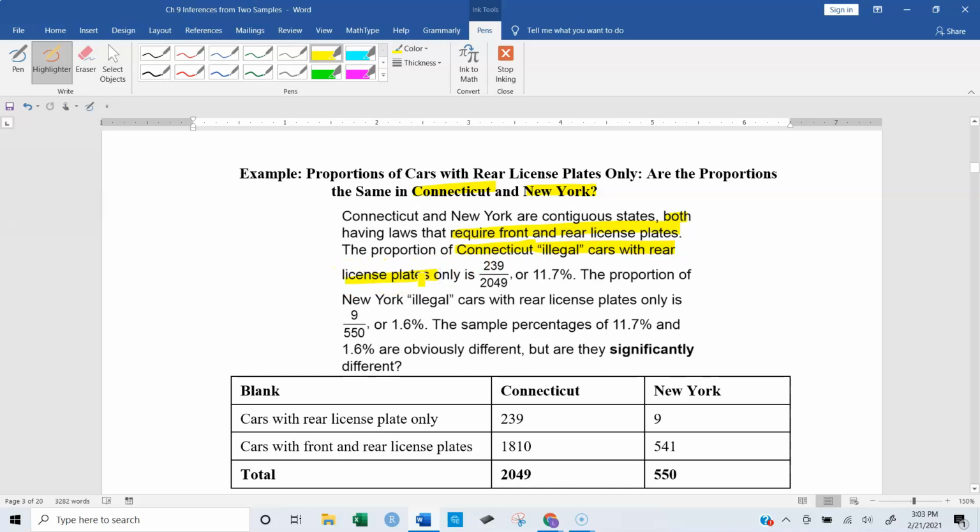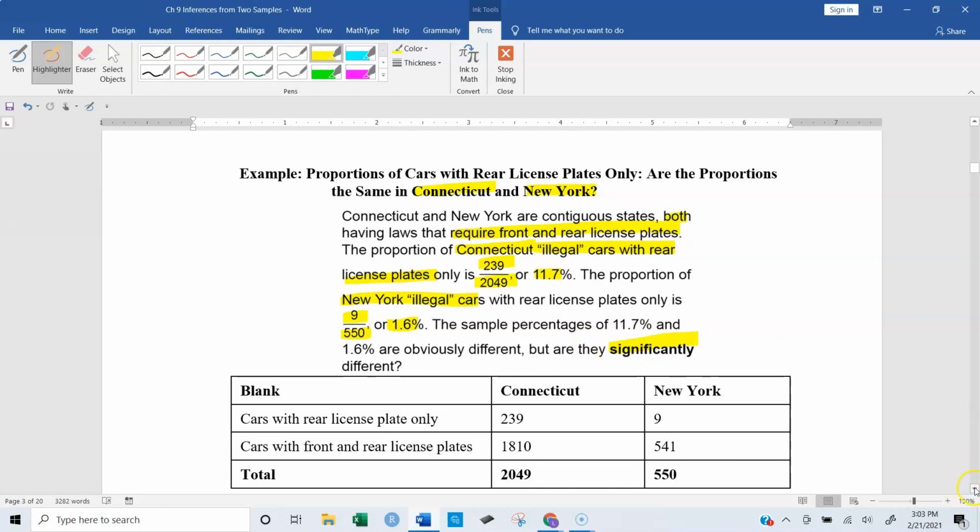So we're looking at the ones that are illegal. There's 239 out of 2,049, or 11.7%. In New York, illegal cars: there's 9 out of 550, or 1.6%. Now we know this is different, because obviously 11.7 is very different than 1.6. Is it significantly different is what we're looking at.